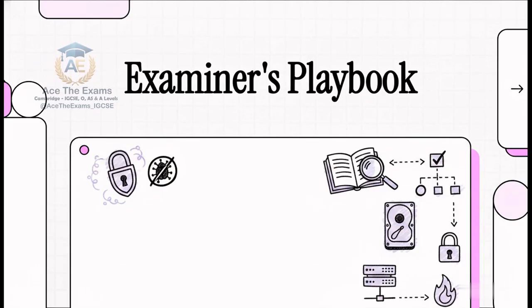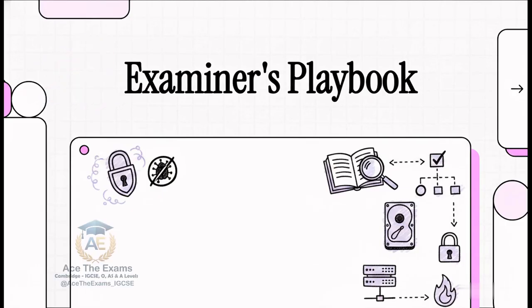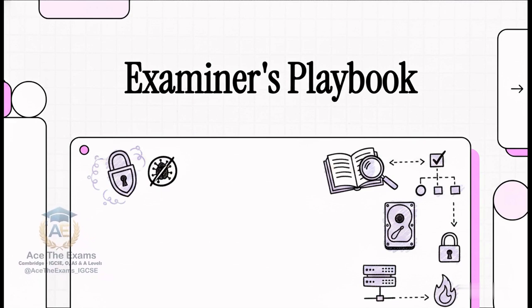First, we have Alex. Alex overloads his answers with raw, unfiltered computer science facts. He knows every single detail about viruses, but there's zero analysis. Then, we have Sam. Sam rushes. Sam completely misses the command word requirements and just writes whatever comes to mind first. Both of them are losing massive points, and their papers are covered in red ink. But today, we fix that.